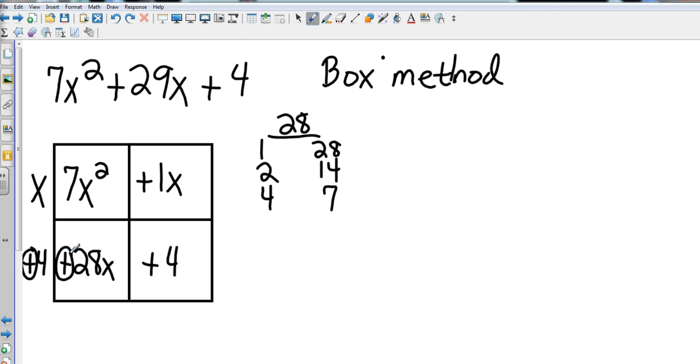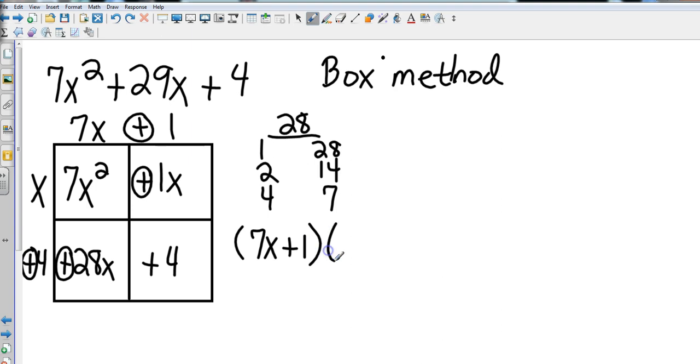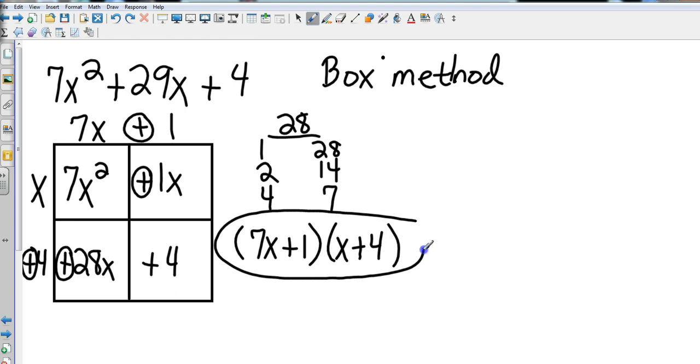Now I look vertically at 7x squared and 28x, and my greatest common factor is going to be 7x. And one more vertical, my greatest common factor between x and 4 is just 1. Again, it's a positive 1 because this sign and this sign will always be the exact same thing. So those are my factors. I take 7x plus 1 and x plus 4, and that is my factored solution. If I were to FOIL that, I would end up with 7x squared plus 29x plus 4.